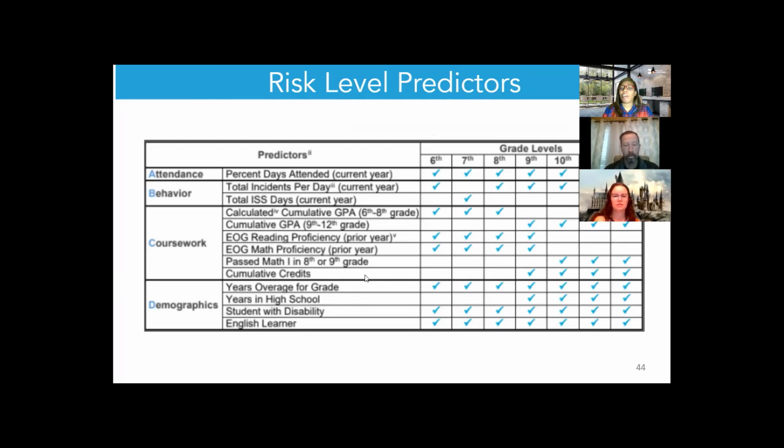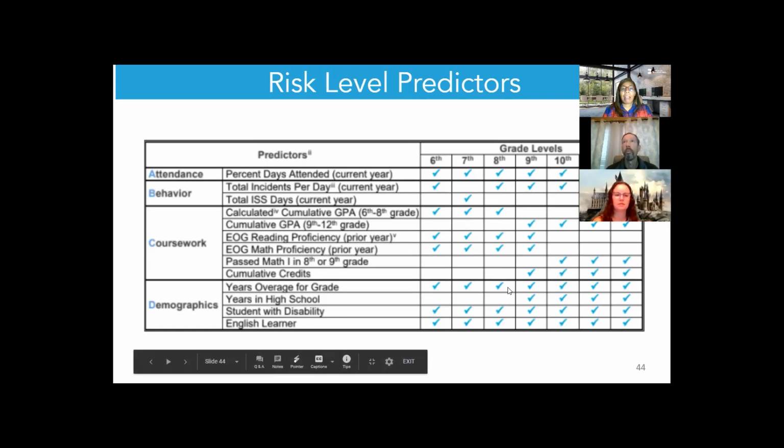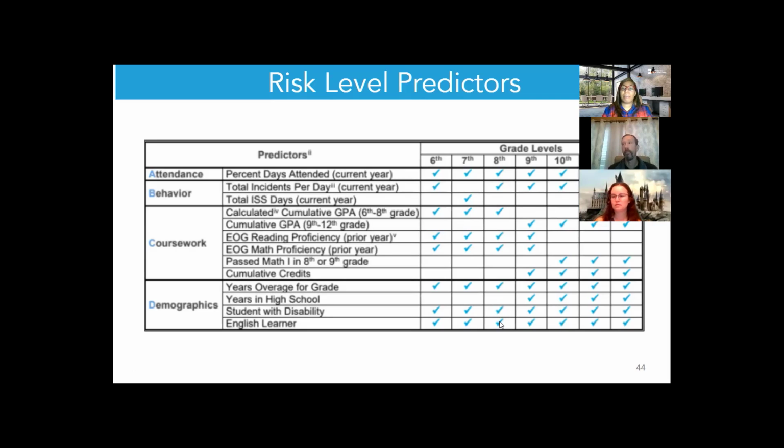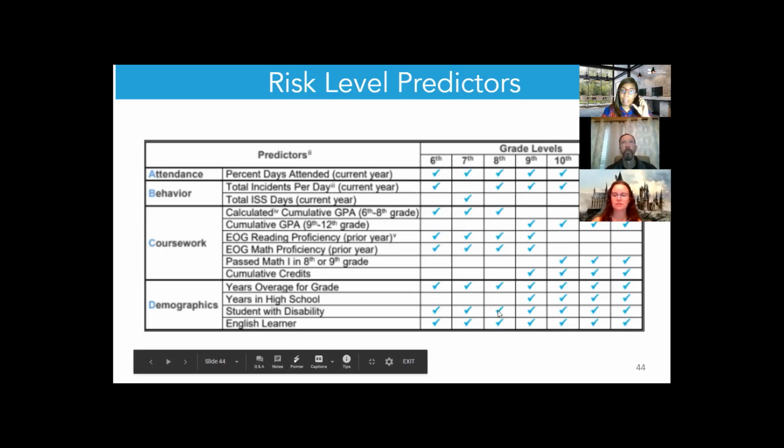But there are some other things like credits are added in when we get to 9th grade. GPA is added in when we get to 9th grade. Calculated cumulative GPA for 6th through 8th grade. So those things are different for each grade level. You also have a guide in your digital folder to come and say, as an 8th grade teacher, which flags apply to my students, and how many of my students are sitting in the very high risk category. Once again, just because a student is EC or EL does not necessarily mean they are high risk. It is just to make us more aware.